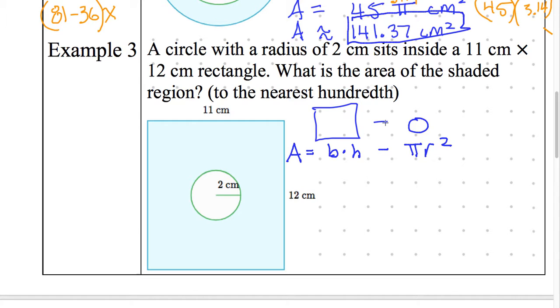I set up this equation because it's the outside big shape minus the inside small shape, outside minus inside, base times height minus pi r squared. I set this up for you. What I want you to do is try it on your own. All you need to do is substitute the correct numbers in and use your calculators to find the answer. See if you can do that.